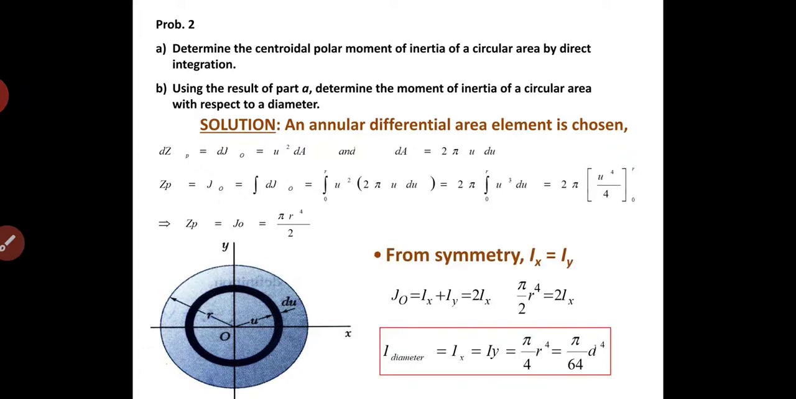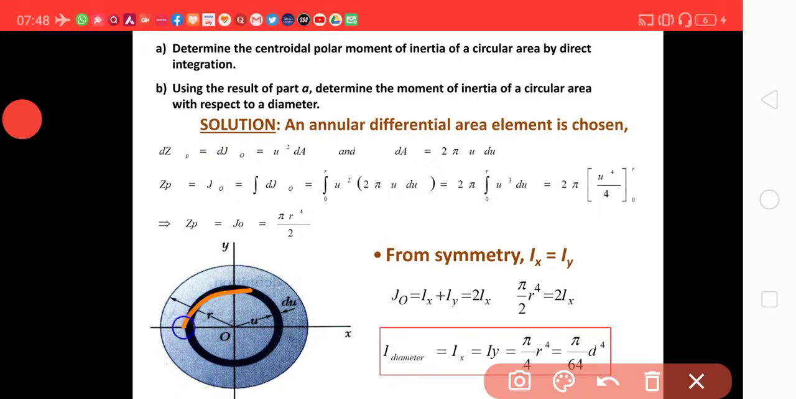Problem 2. Determine the centroidal polar moment of inertia of a circular area by direct integration. Using the results of part A, determine the moment of inertia of the circular area with respect to the diameter. Solution: an annular differential area element is chosen. This is the area we have chosen, small.